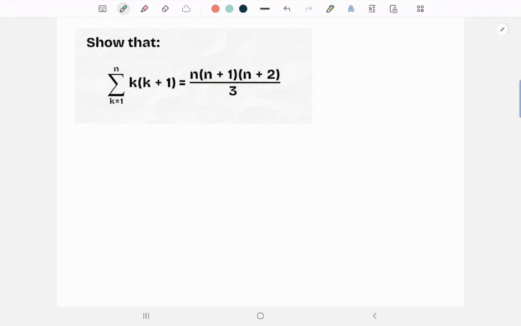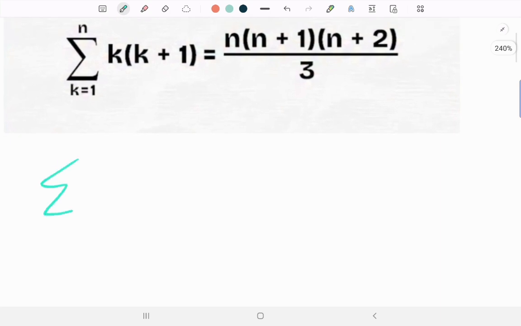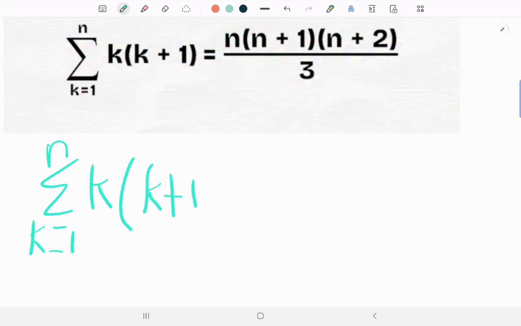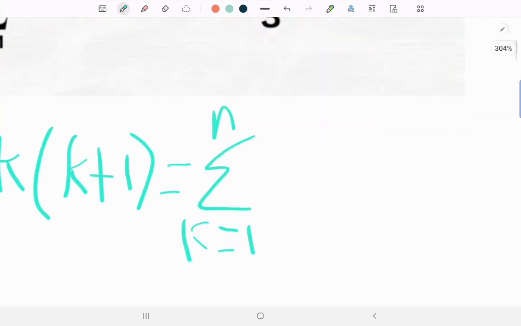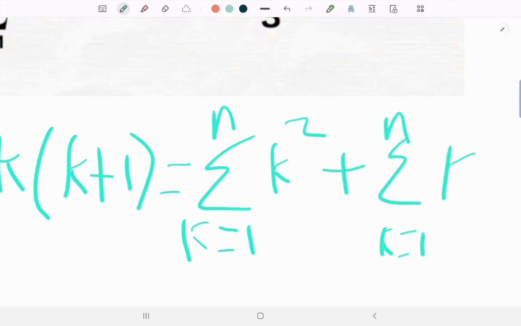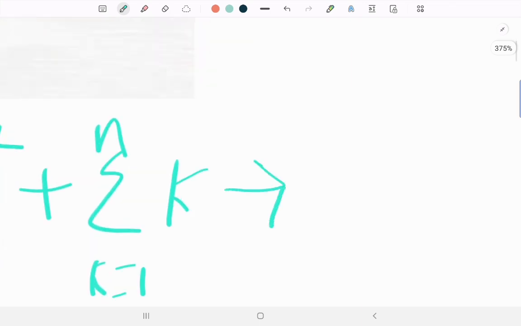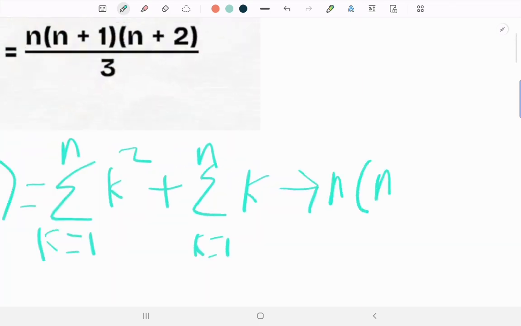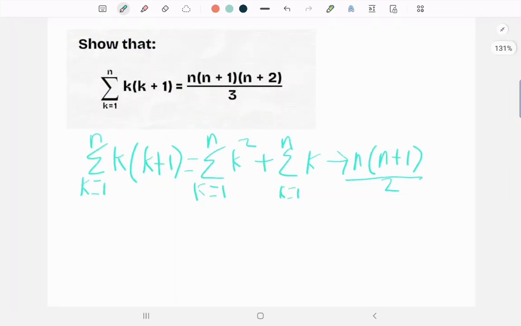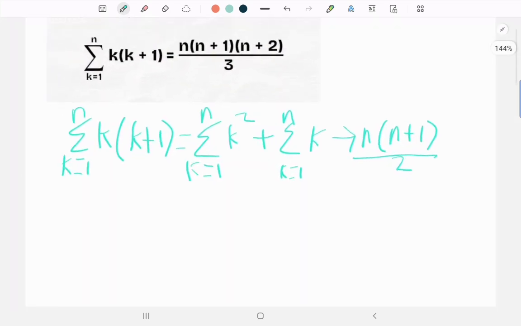Problem. We must first split the summation into two parts. So that means that the sigma summation from k equals 1 to n of k times k plus 1 is equal to the sigma summation from k equals 1 to n of k squared, plus the sigma summation of k. Since we know that the sigma summation of k is equal to n times n plus 1 over 2, therefore we need to find the value of the sigma summation of k squared.